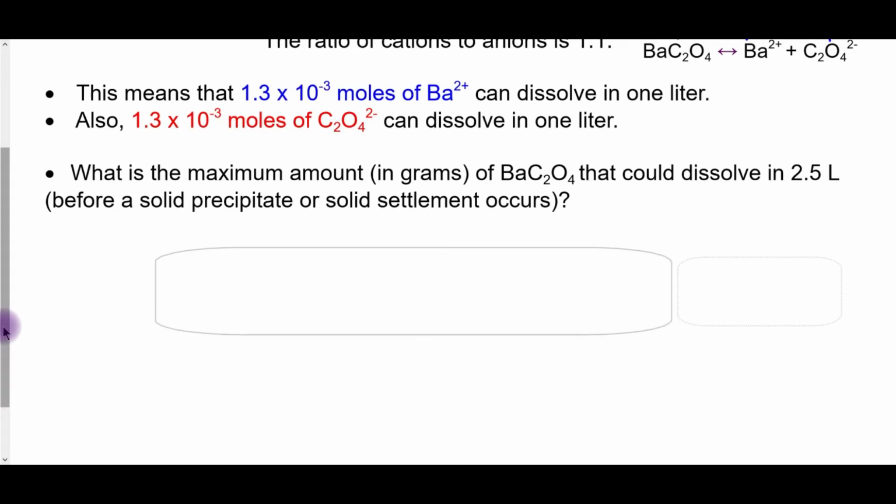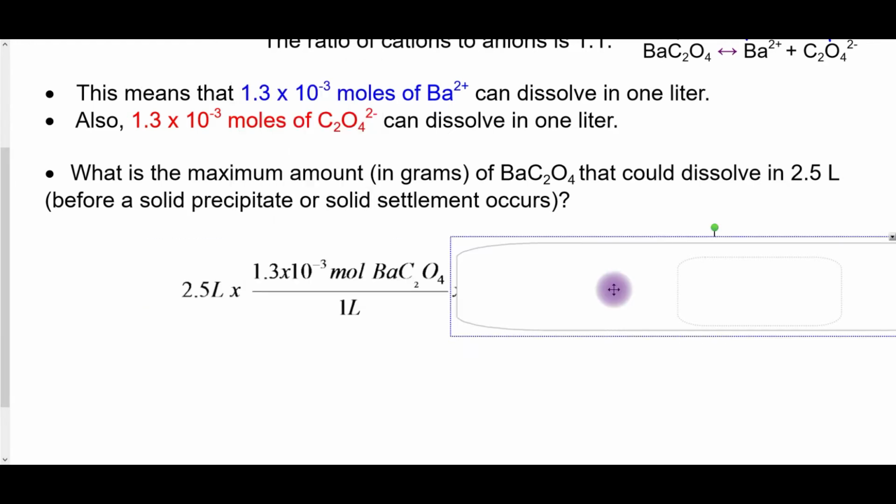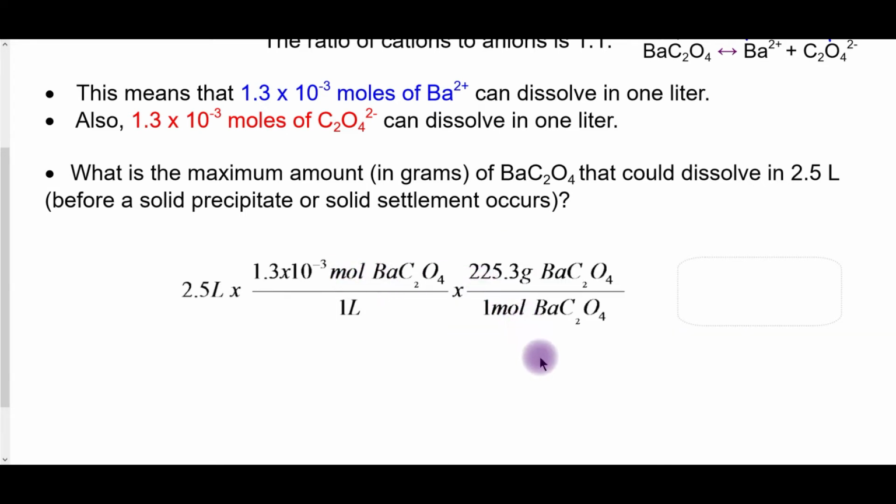What is the maximum amount in grams of barium oxalate that can dissolve in 2.5 liters before a solid occurs? Start with the given. I use the solubility as a conversion factor to get to moles, and then I'll use the molar mass to get to grams.